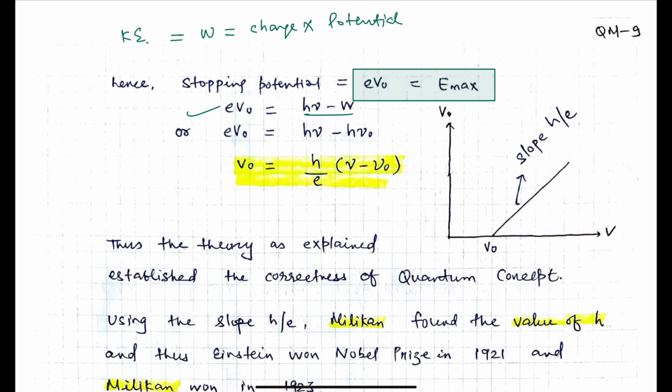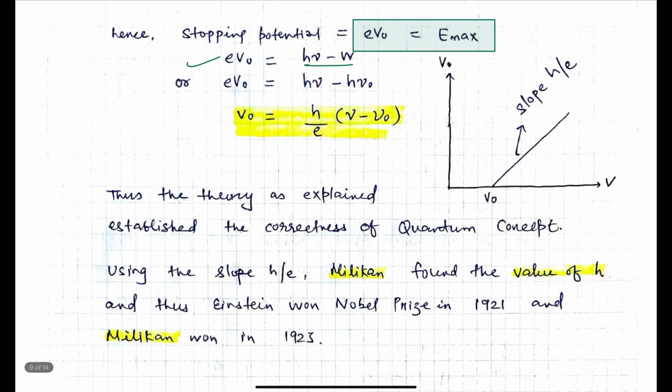So this is what we have got, that charge multiplied with the applied potential, which is actually stopping the electron from flowing, is h nu minus work function. Okay. So eV0 equals h nu minus h nu naught, and you are taking h common. So finally you are getting the stopping potential to be h upon e times nu minus nu naught. Okay. So thus the theory as explained established the correctness of the quantum concept.